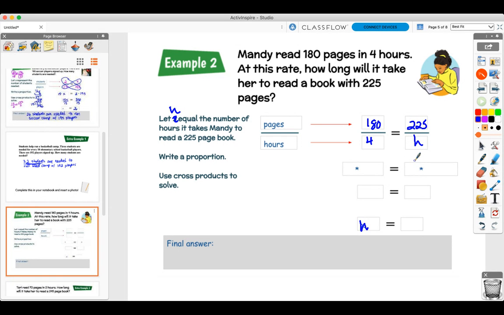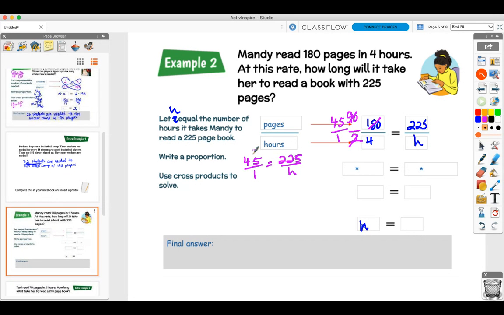And what you can do to make your problem a little easier is actually reduce the fraction. This is a ratio that's given to you. You can actually reduce that if you would like. So 180 and 4, it goes into 4, so you can simplify that to 90 over 2. And that simplifies further into 45 over 1. Why is this helpful? Because they're smaller numbers. So you're actually solving 45 over 1 is equal to 225 over H.